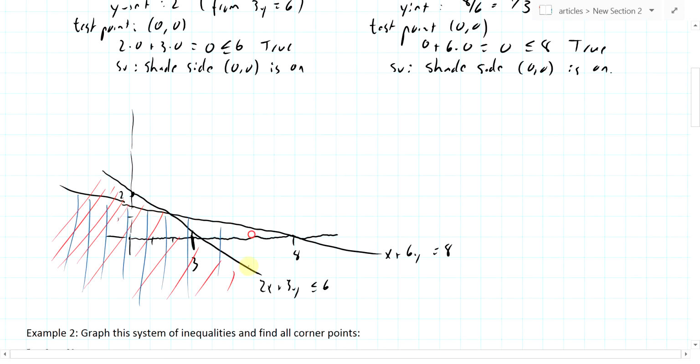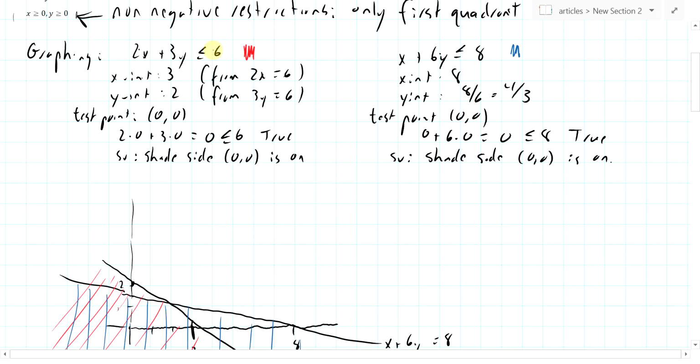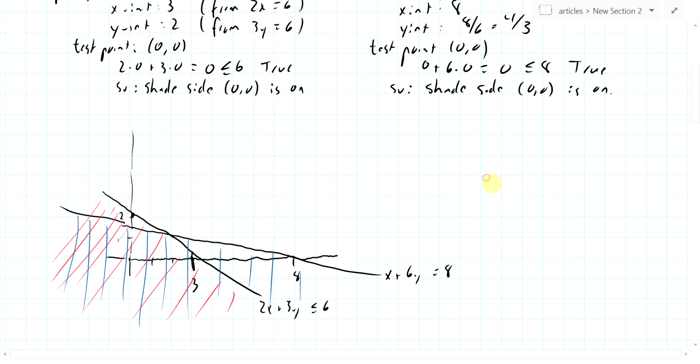So we shade this side of this line. To get both this and this, that means we're looking for the overlap between the two. So that's just this part down here. This part is blue but not red. This part is red but not blue. This part up here is neither one.